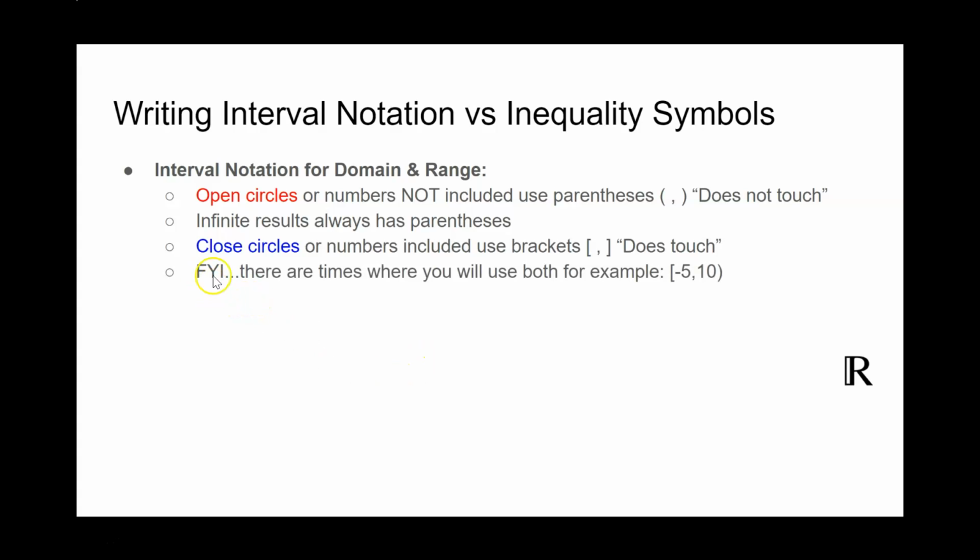So, for example, there are going to be a few times where you can have both. The graph goes all the way to the left. How far left? It goes to -5. Does it touch it? Yes, it does. Bracket. How far right does it go? That's going to be our answer for the second part of our question. It goes all the way to 10, but does it touch it at 10? No, because it probably has an open circle.